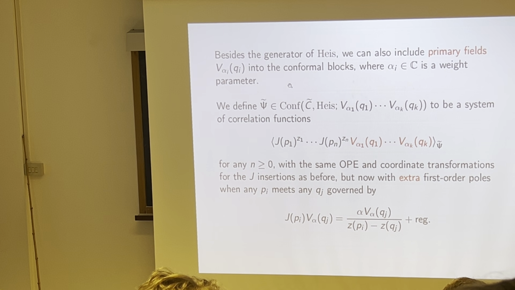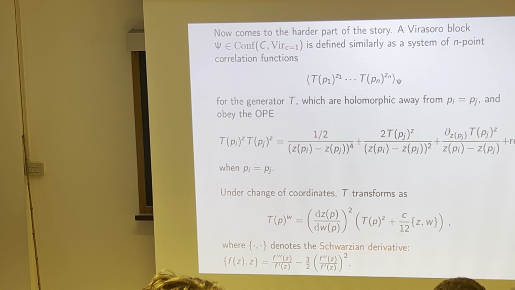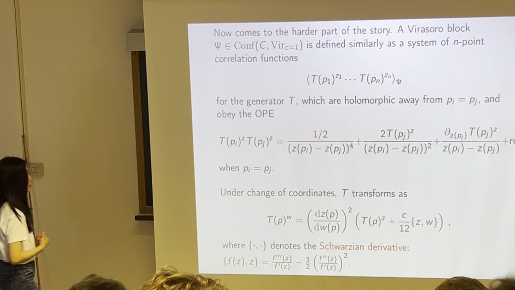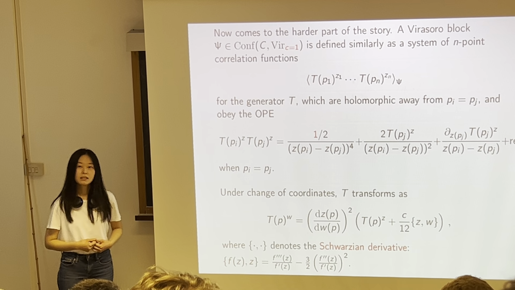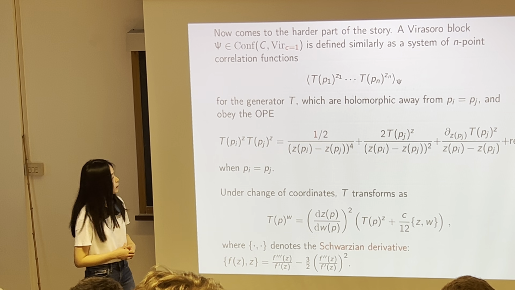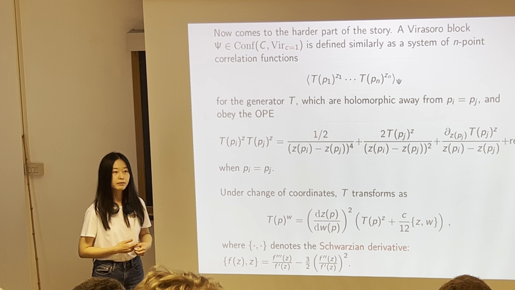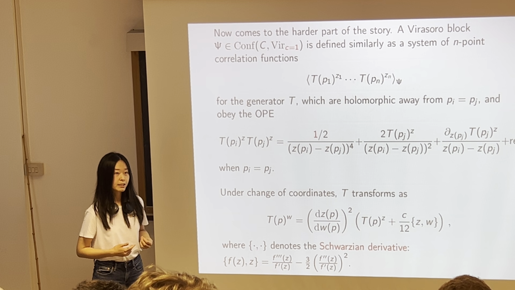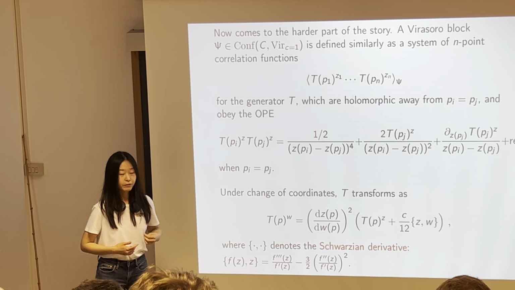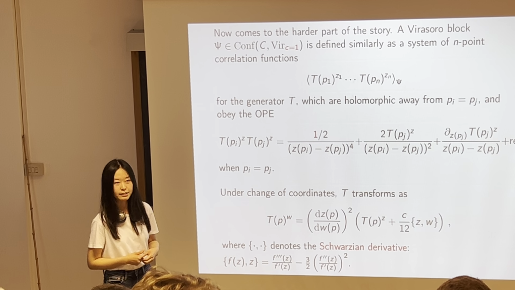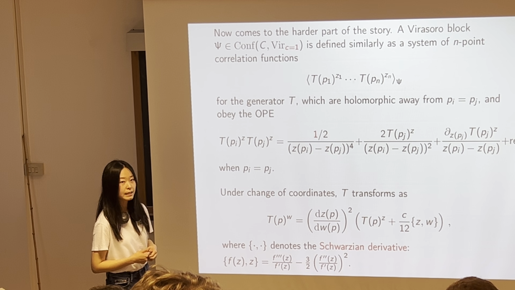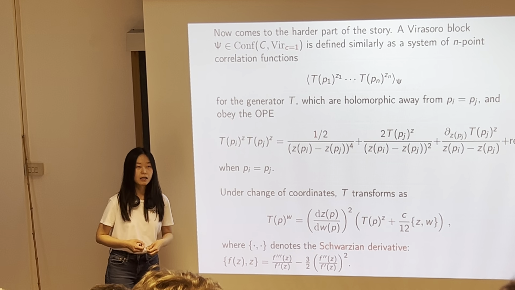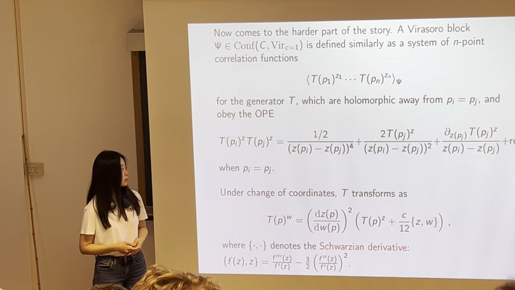Okay, so this is the story about the Heisenberg conformal blocks. And now we are coming to the harder part, which is Virasoro conformal block. So analogous to the definition of Heisenberg conformal blocks, a Virasoro conformal block is defined as a system of correlation functions with now arbitrary number of insertions for the generator of the Virasoro algebra, which is the stress energy tensor T. And similar to before, we require that those correlation functions should be holomorphic if no p_i equals p_j.